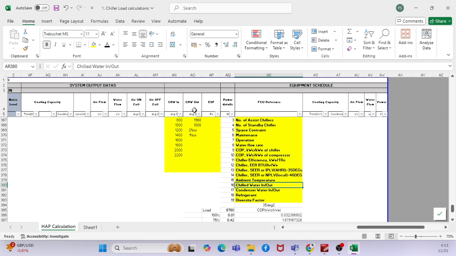But when you do the complete project, you may have to select either the chiller or the indoor unit. You have to play with both. But most of the time your chiller will take precedence, because normally the chiller manufacturer will tell you what the temperature is.